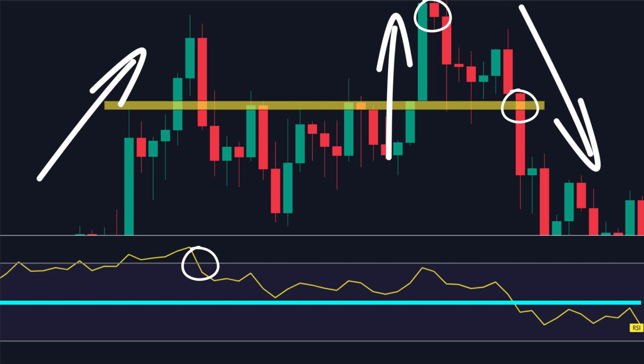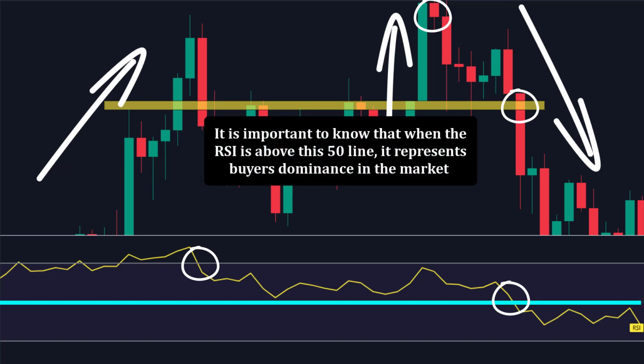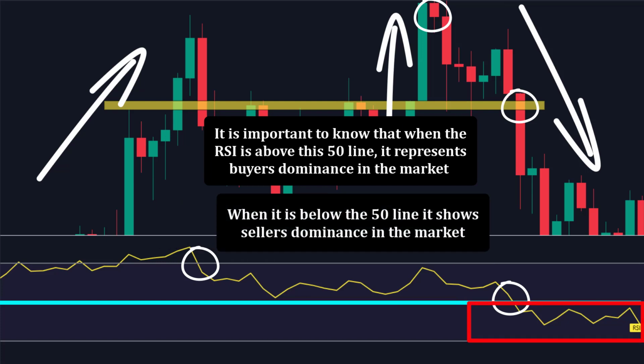When the price broke below this resistance level and the RSI crossed below this 50 line, you will take a short trade entry. It is important to know that when the RSI is above this 50 line, it represents buyers' dominance in the market, and when it is below the 50 line, it shows sellers' dominance in the market.